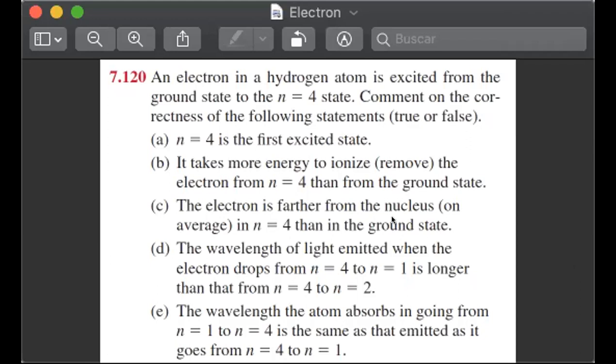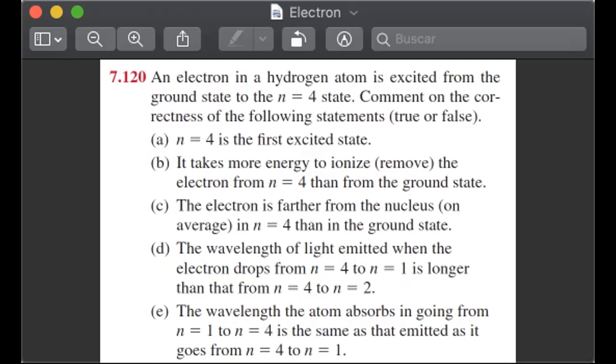Another exercise. An electron in a nitrogen atom is excited from the ground state to n equal 4 state. Comment on the correctness of the following statements. True or false? Question A: n equal 4 is the first excited state.